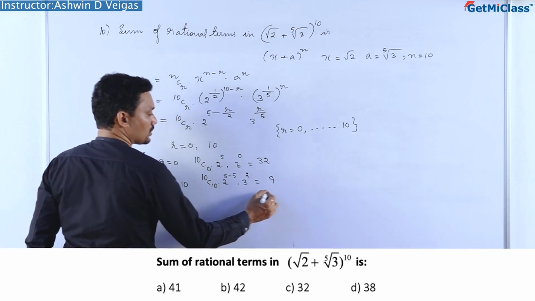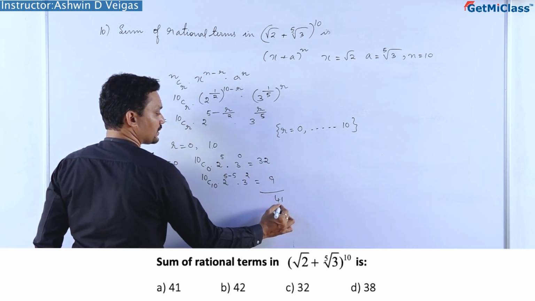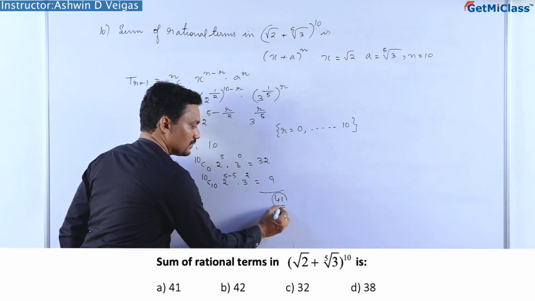Now the question was to find the sum of these rational terms. So 32 plus 9 is 41. Therefore 41 is the correct answer for the question.